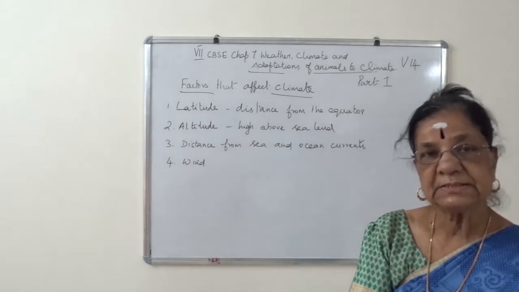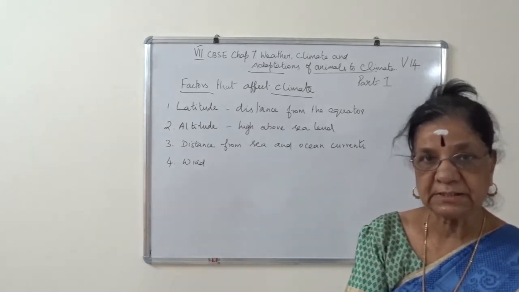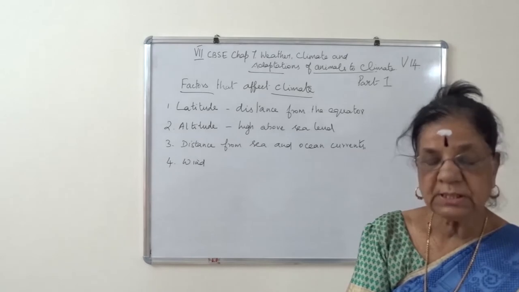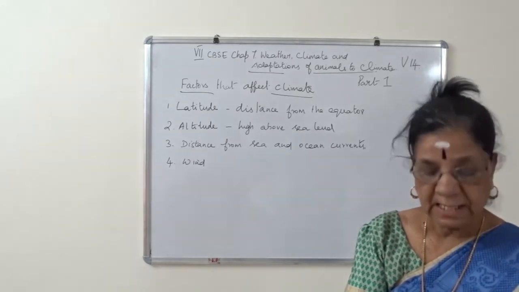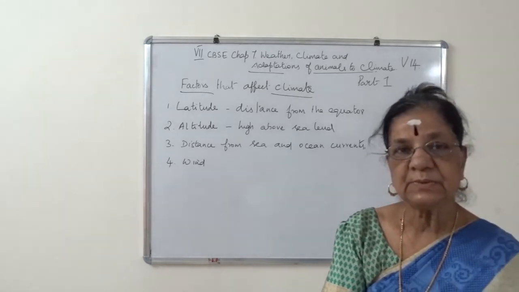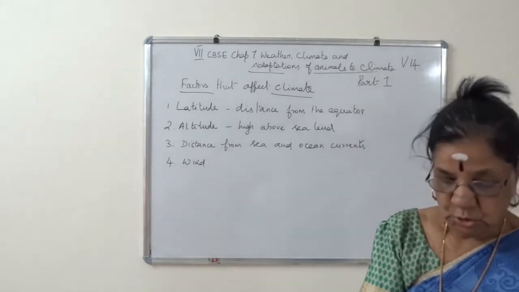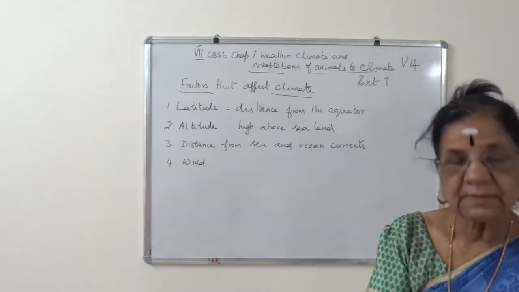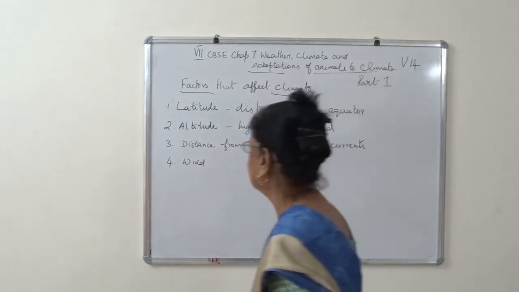Distance from the equator, latitude, height above the sea level, that is altitude, then distance from the sea and ocean currents, and then wind. So these are the factors.